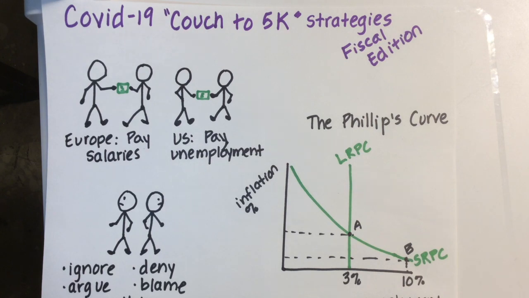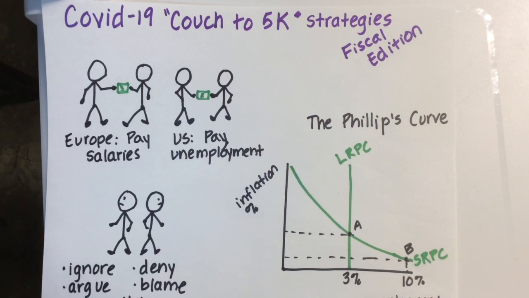The couch to 5K strategies during the COVID-19 crisis that we're in right now have been approached differently by different countries. In Europe, what they're doing is paying salaries, so people don't lose their job. They're put on a temporary hold in their work, and the government takes over, paying 75% or 80% of their salary, or some percentage of what they were making before. In the United States, what they're doing is paying unemployment.